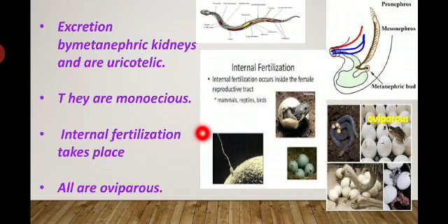Okay. Next we have to see that internal fertilization takes place. Internal means fertilization takes place inside the female body. This is called internal fertilization. External fertilization means fertilization takes place outside of the body. This is called external fertilization. So internal fertilization occurs inside the female reproductive tract, for example in mammals, reptiles and birds. These groups of organisms have internal fertilization.